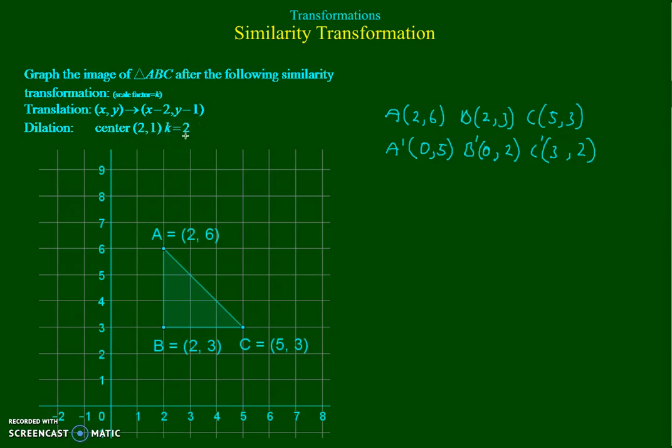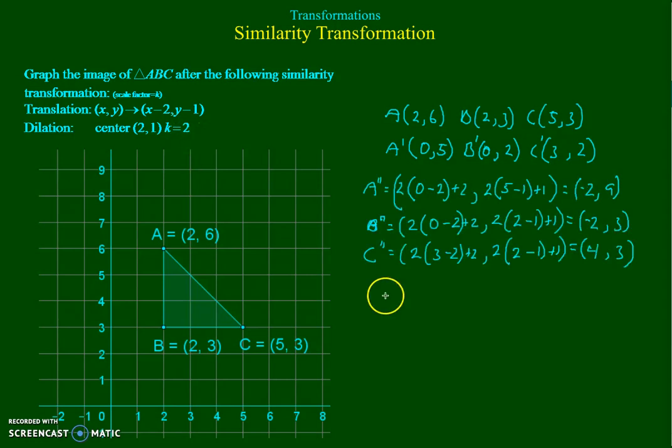Now we've done these a number of times, so let me go ahead and do that. And here we have A double prime, which is the dilation. We take the scale factor, and we take our point. We're using this point, and this point. We're not using the preimage points. So it's 0 minus 2, which is the center of dilation, plus 2. Then 2, the scale factor, y coordinate now, using this y coordinate, not this one, 5 minus 1, which is the center of dilation, plus 1. That equals negative 2, 9.